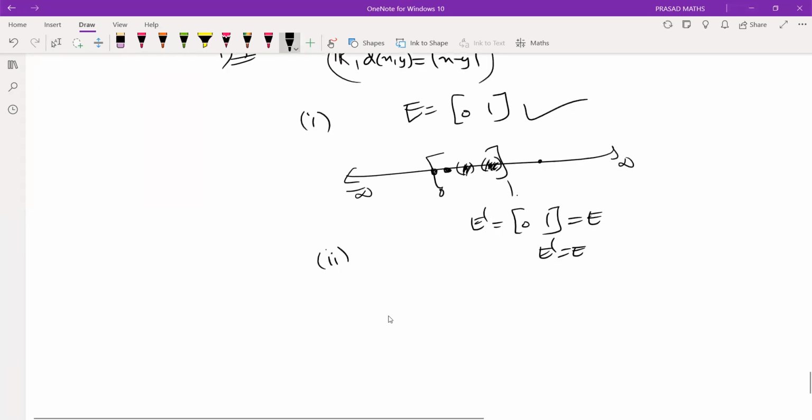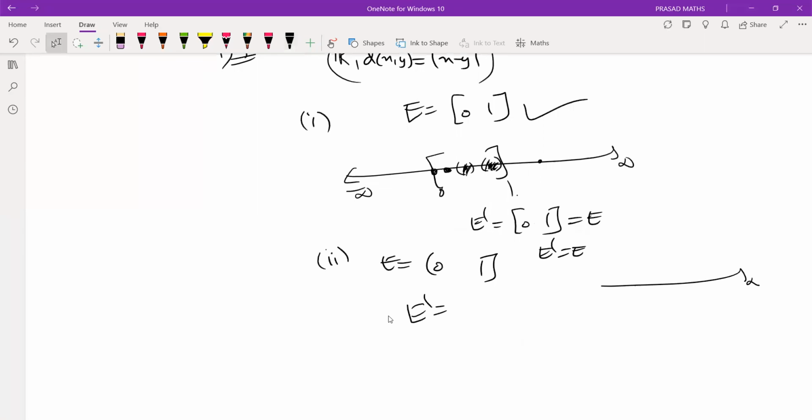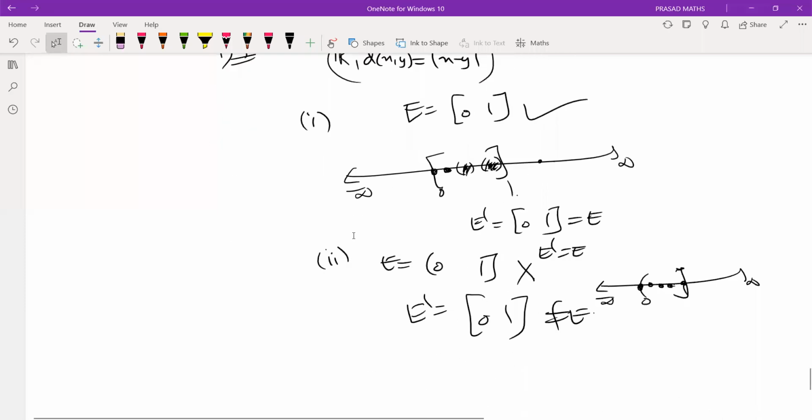Second one, suppose you take a subset in the same metric space. Is it perfect? No, right? 0 is a limit point, this is a limit point, this is a limit point, 1 is a limit point. So what are the limit points? The closed interval [0, 1], but it cannot be in E, because 0 is not there in E. Therefore, E prime cannot be E. Therefore, it's not perfect. So this is about perfect sets.